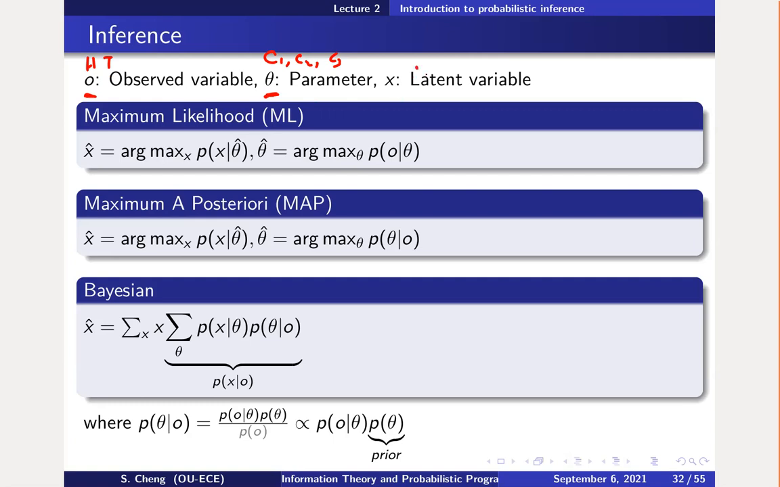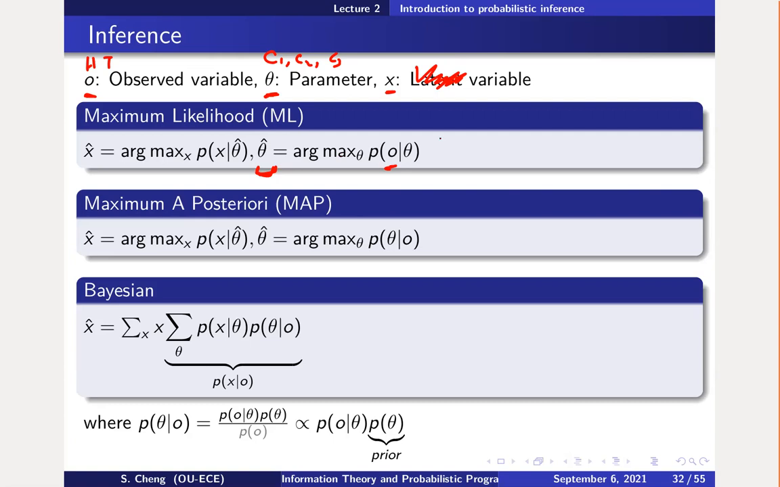And then I want to estimate something. Actually, I guess I can skip the latent here. I want to estimate something, X, which is what I'm interested in. Now, both maximum likelihood and MAP will first be based on your observation. I'm trying to estimate the best parameter, basically the parameter that is maximizing either the likelihood or the a posteriori probability.